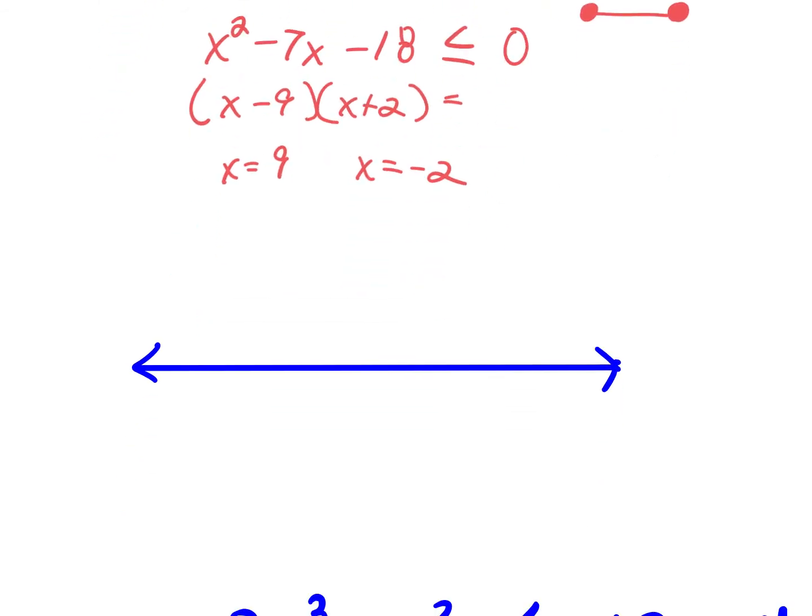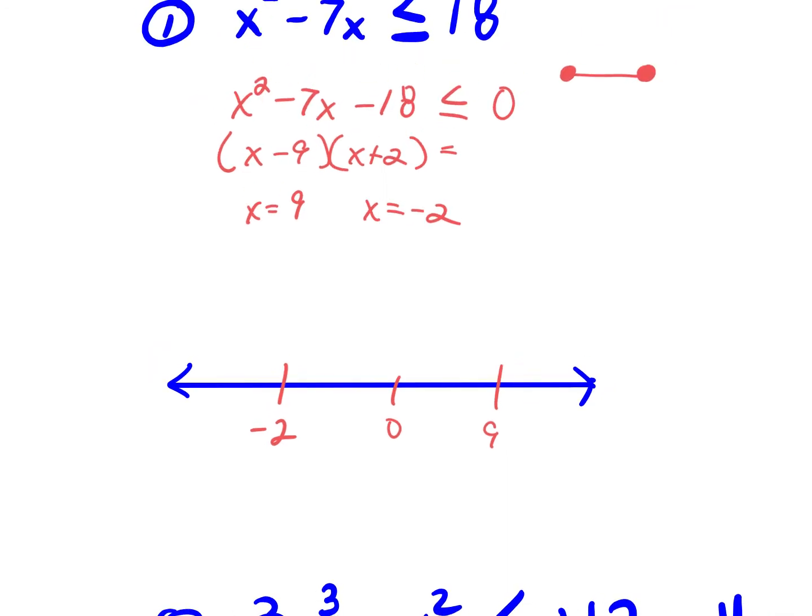So on our number line, we're going to have negative 2, 0, and 9. What kind of dots did you tell me are at each of those points? They're both closed. Make sure that I can tell that they're closed. I don't have to guess. And where am I going to shade? In the middle. Now, do you absolutely have to check?